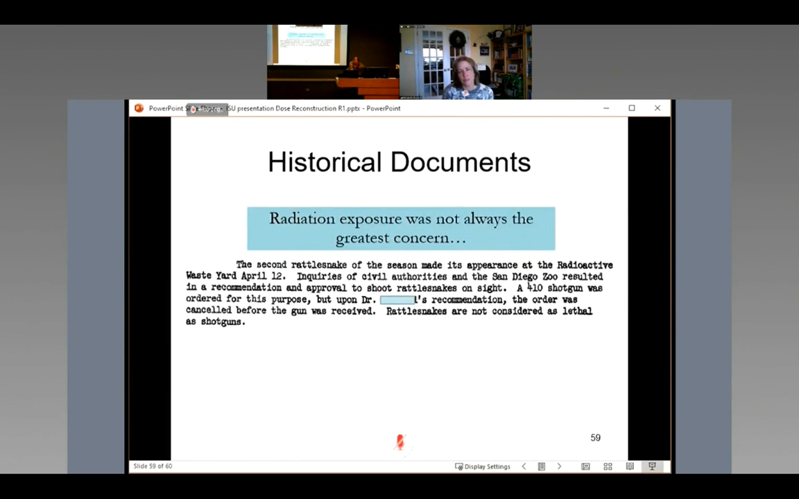This one I just find amusing. This is not radiation because there were other concerns at these sites. So this one is there are rattlesnakes in some of the waste yards at this facility. They talked to the San Diego Zoo, who recommended that they shoot the rattlesnakes on site. They ordered a shotgun, but then a manager's recommendation was that this should not be received because rattlesnakes aren't considered as lethal as shotguns.